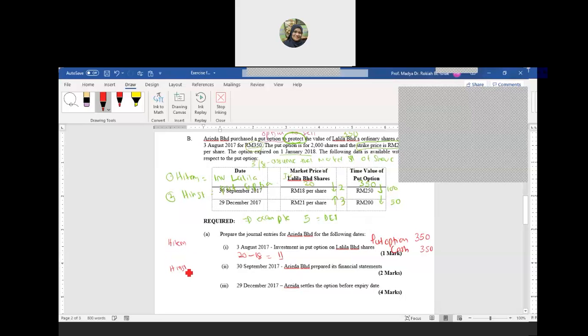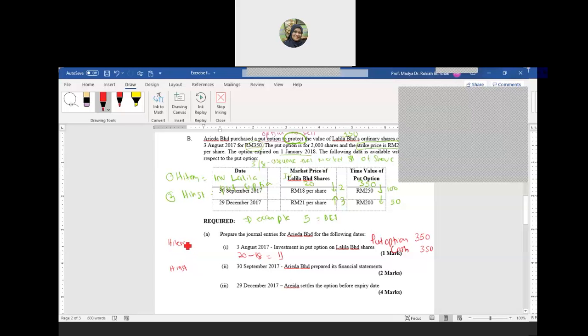What will be your journal entry for the hedged item, since there is a reduction in value here? Going to debit. What about this one? Any of you? Chua, can you answer this one, for the hedged item here? The journal entry that we have on 3rd August is only for the put options. Okay, what about this one? Any of you?